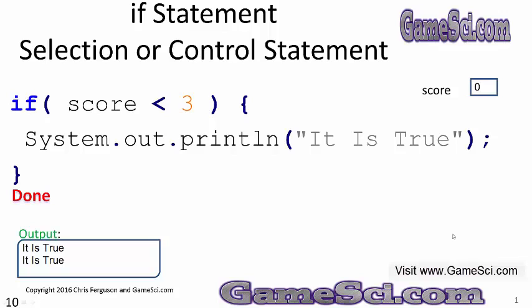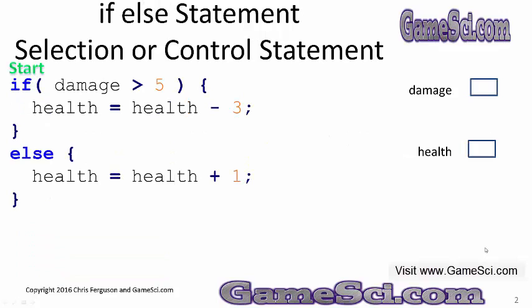It's that simple, folks. Let's go on to an upgraded version of this called the if-else statement. Again, the if-else statement is a selection or control statement. Some computer science textbooks call these selection statements because it selects which code to execute. Other books call them control statements because they control the path the program takes. Either way, selection or control statement, the if-else statement is a two-way decision.